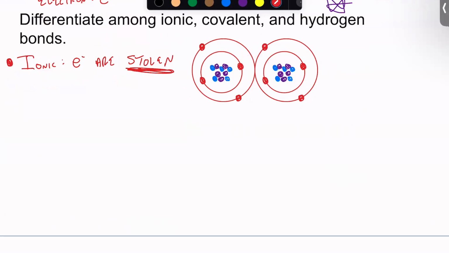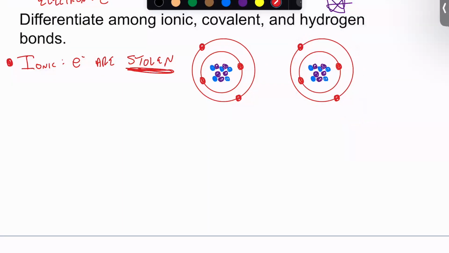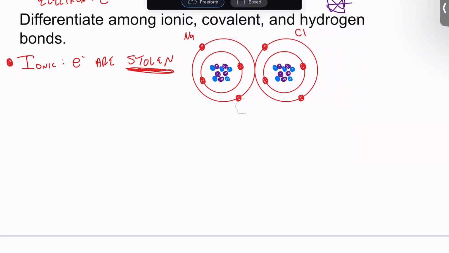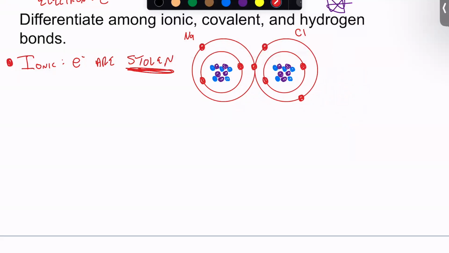Say for instance, and the amount of electrons, protons and neutrons is not correct, I'm just doing this for simplicity's sake, say that we have sodium right here, and chlorine right here. What happens is chlorine will come close and take one of these electrons. Now it's stolen, and we form NaCl. Something important about ionic bonds is that they form crystalline structures, and that's why you have things like table salt. It's like a powder.